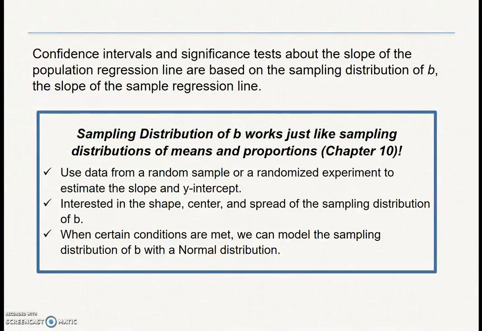Okay. So confidence intervals and significance tests about the slope of the population regression line are based upon the sampling distribution of b. So b is your slope, and we can do significance tests and construct confidence intervals just like we did in previous chapters. So just like before with sampling distributions, we are interested in the shape, the center, and the spread.